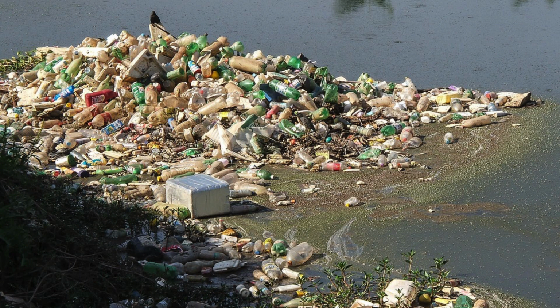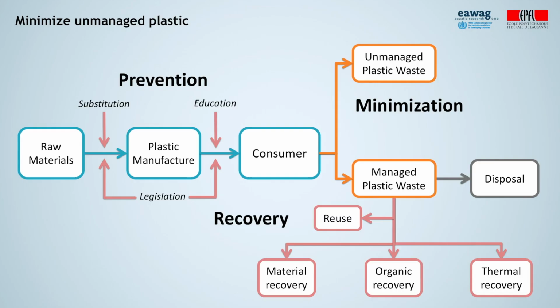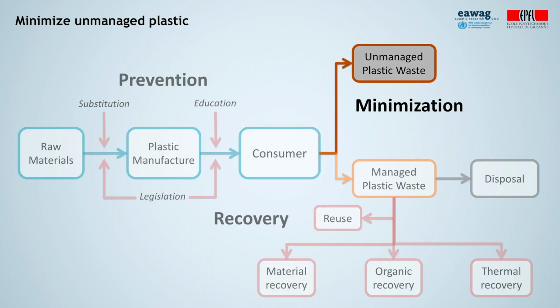Despite all these possible examples of how to minimize plastic waste generation, we are still producing vast amounts of it. And a big share of the global plastic waste ends up in the environment and the oceans. That brings us to the second block of plastic management measures, those aiming at minimizing unmanaged plastic.